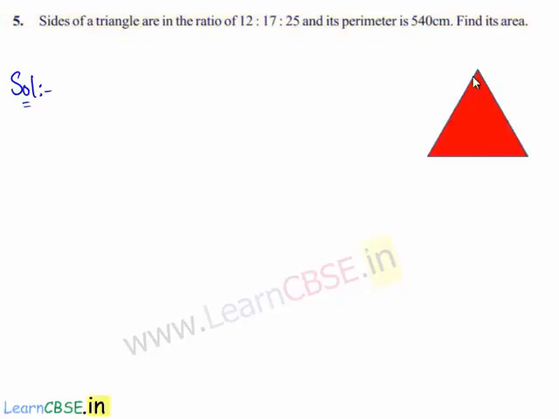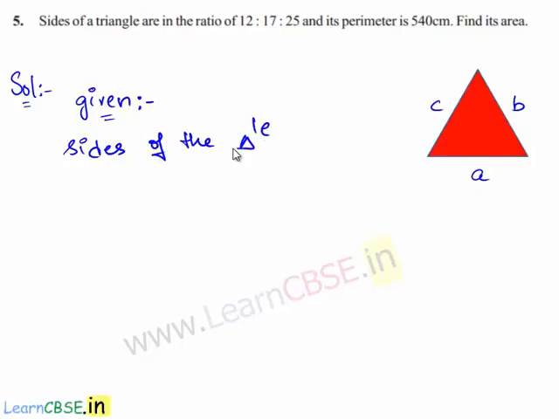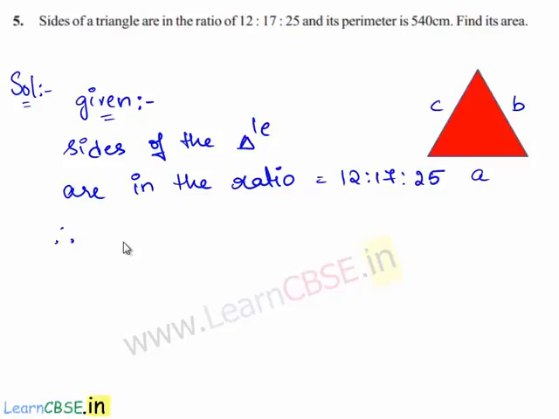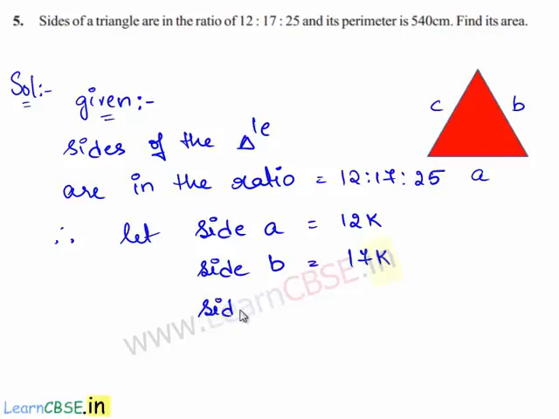So let us consider a triangle. Let its sides be A, B and C. In the given question, the sides of the triangle are in the ratio 12:17:25. Therefore, let the sides be side A is equal to 12K, side B is equal to 17K and side C is equal to 25K.